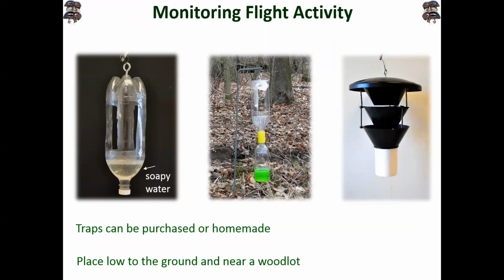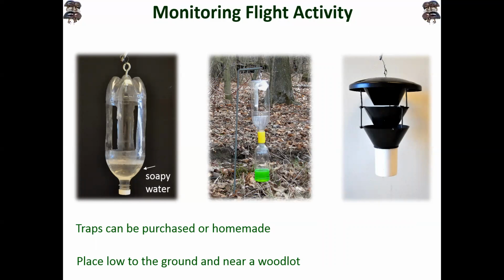The traps can be purchased or homemade. Certainly making them at home is easy and inexpensive, and you should include some soapy water or low-tox antifreeze, but really soapy water is sufficient as a preservative and a killing agent. It's also very important to place these traps low to the ground because these ambrosia beetles are low flyers, and also to place them within or near a woodlot, because that's where beetles are going to be leaving from as they move into a farm.